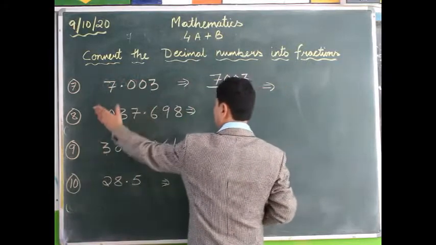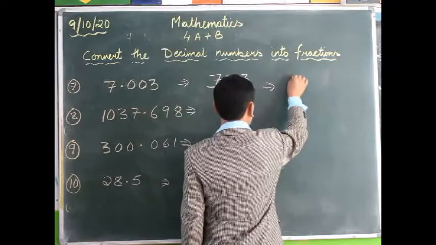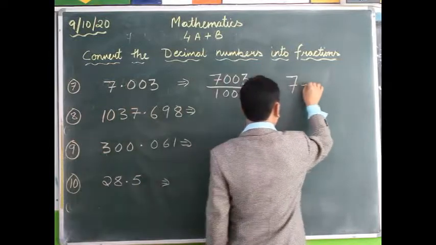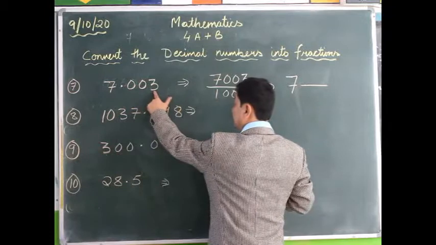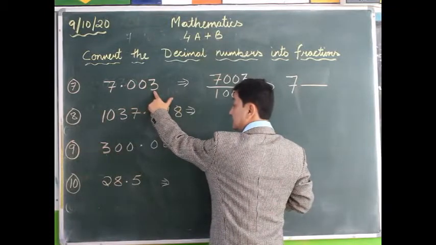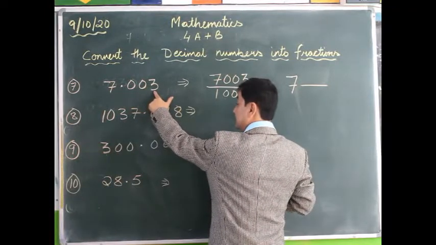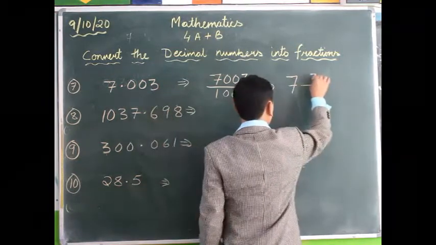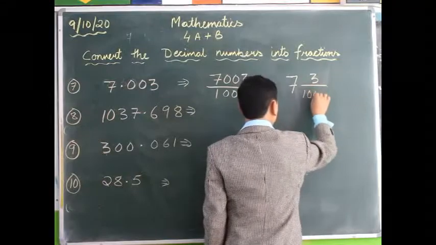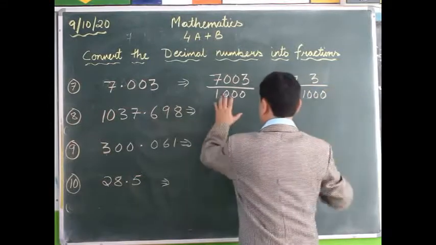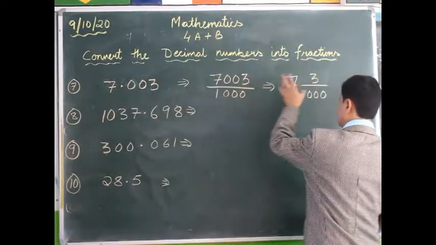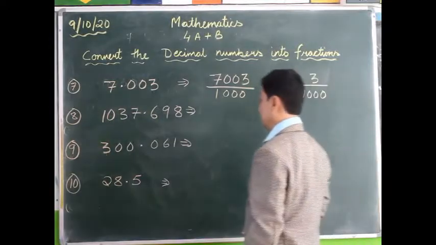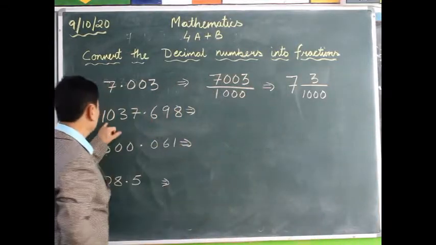Let's convert this into a mixed number. What number comes before the point? 7. So 7 is the whole number. And where does this end? 3. Where does 3 end? In the thousandths place value. So we can write 3 thousandths. So this is an improper fraction, and this is a mixed number.